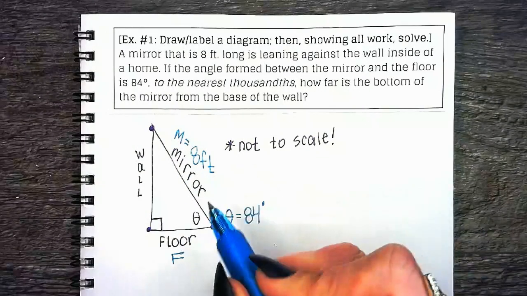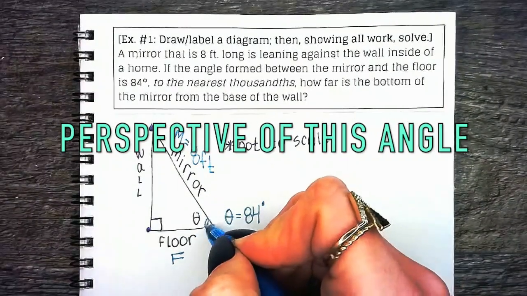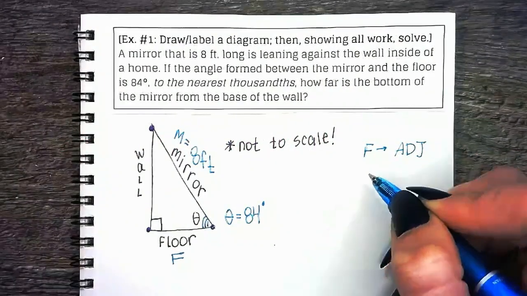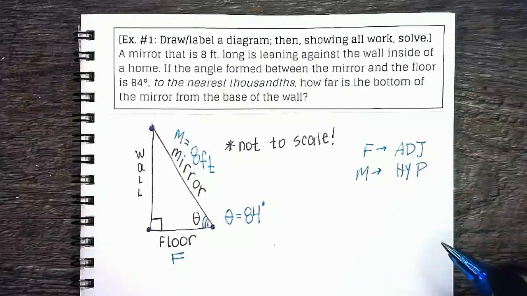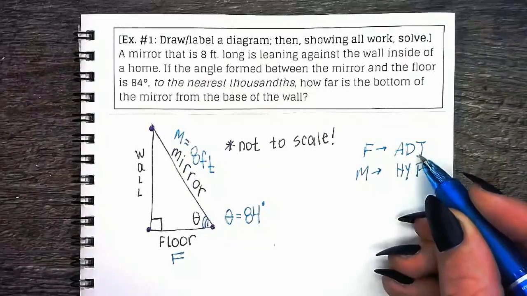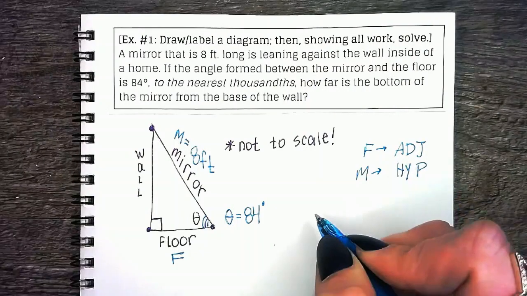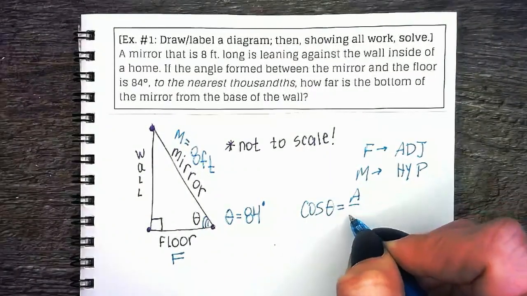Which sides do we have if we're looking at it from the perspective of this angle? F is the adjacent side. M is the hypotenuse. Which trig function requires us to use adjacent and hypotenuse? That would be cosine. Cosine of theta is equal to adjacent over hypotenuse.